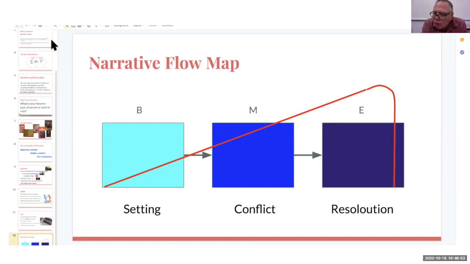Now, I really want you to see this and feel this, that as we read through the middle part of the story, the problem just keeps on getting worse and worse and worse. The intensity of the problem, the conflict, is increasing.